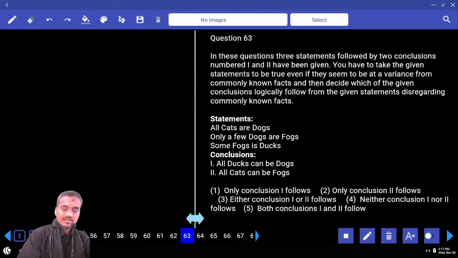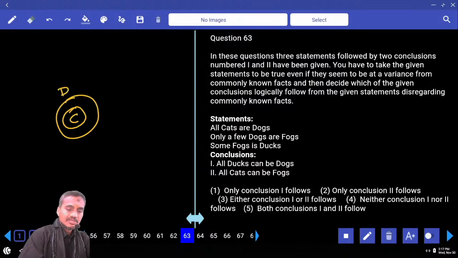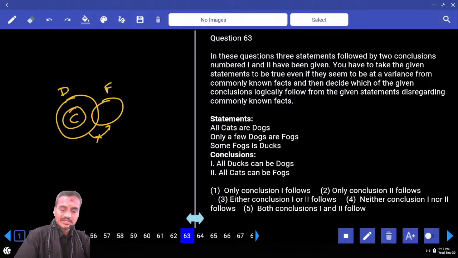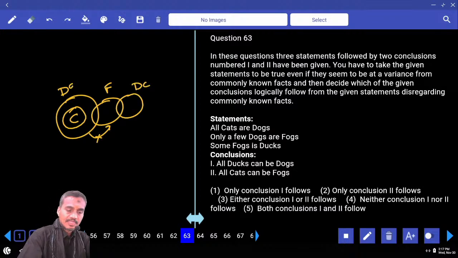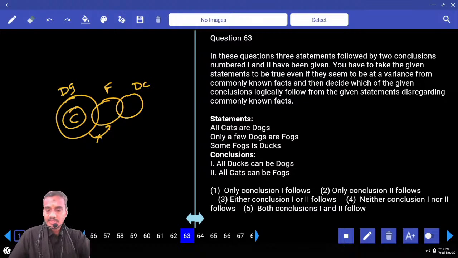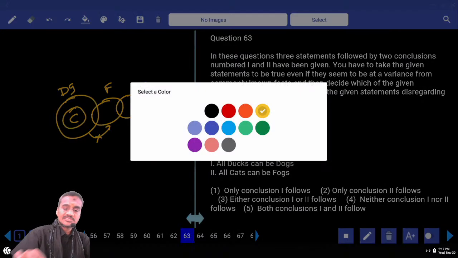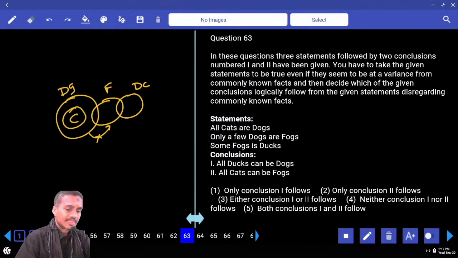Then 63, all cats are dogs. Now these are the cats that are dogs, and only a few dogs are fox. Only some dogs are fox, but not all. And some fox are ducks. First one, all ducks can be dogs. There is a chance of ducks and dogs overlapping or not, so we can draw it like this. Duck and fox must be intersected.